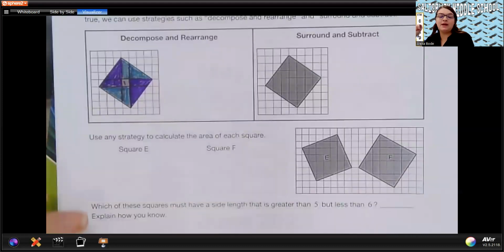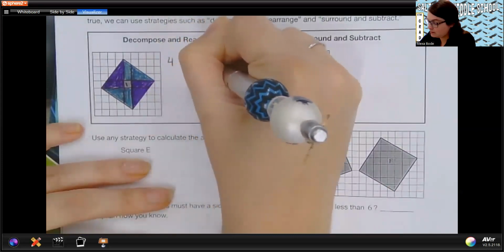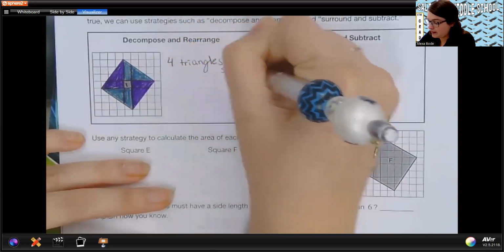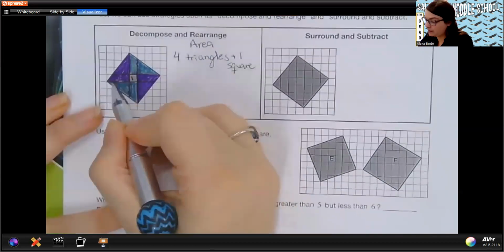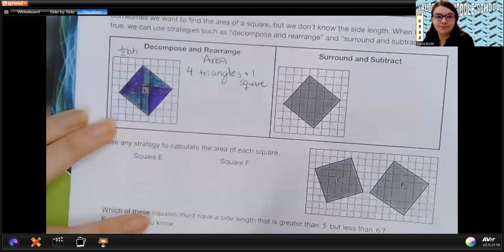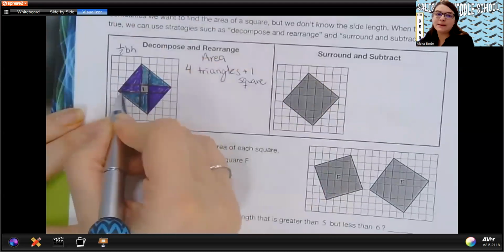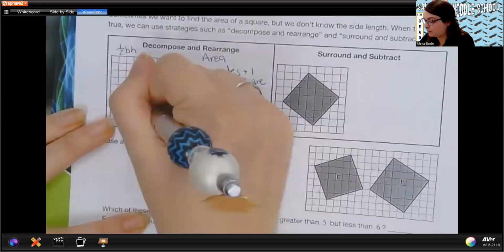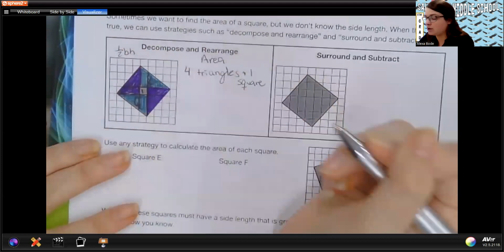We need to figure out the area of the 4 triangles plus the 1 square, and that will give us the area of this whole tilted square. So if we look at the area of these triangles, remember the area of a triangle is 1/2 base times height. So 3 times 4 is 12, and then times 1/2. So each of these triangles is 6.